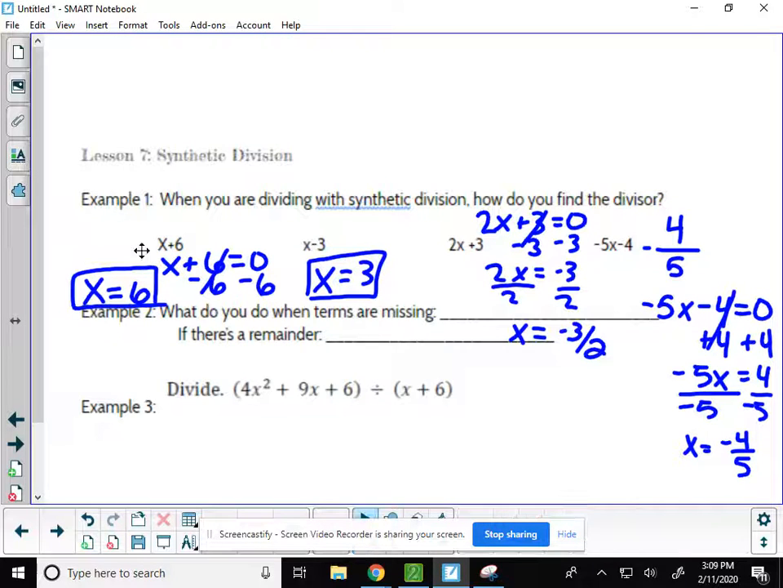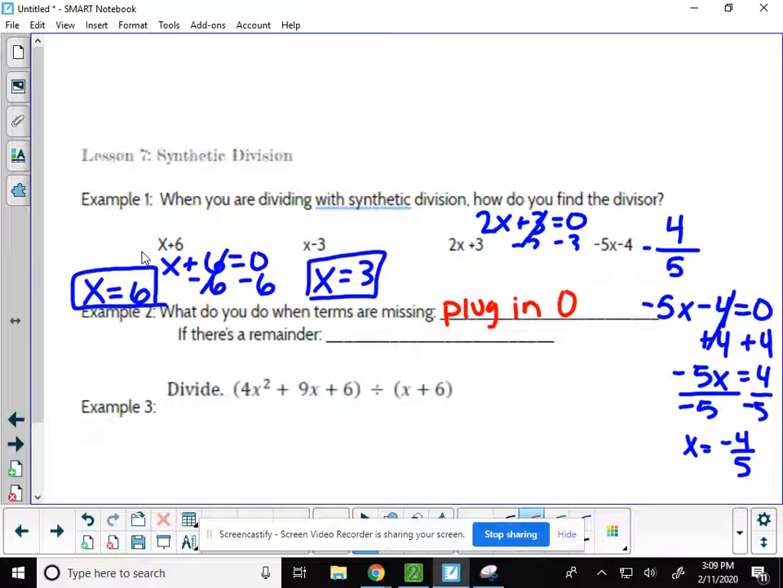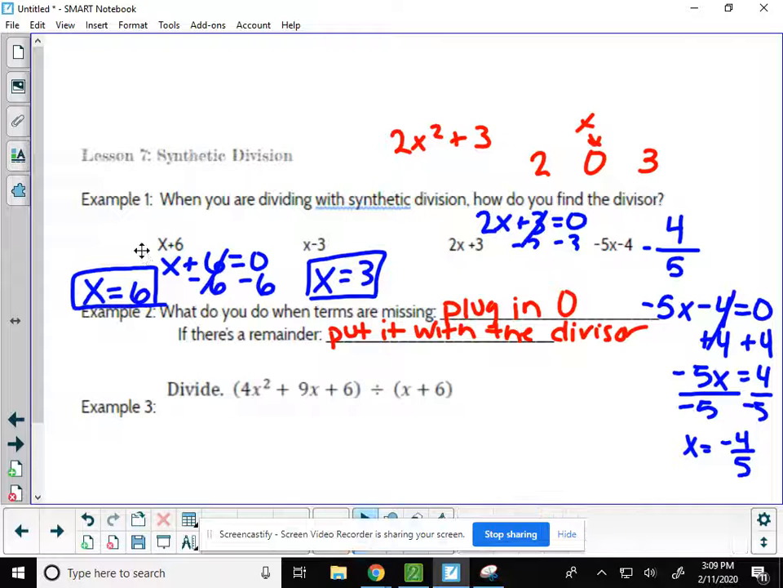Okay, so what do you do if there's a term missing? This is really, really important. You have to plug in a 0. So let's say you had like 2x squared plus 3. When you're setting up the synthetic division, you'll have 2, then a 0, then 3, because there's no x term. That would have been your x term, is the 0. If there's a remainder, you're going to put it with the divisor. Okay, and we'll get to a couple of those.